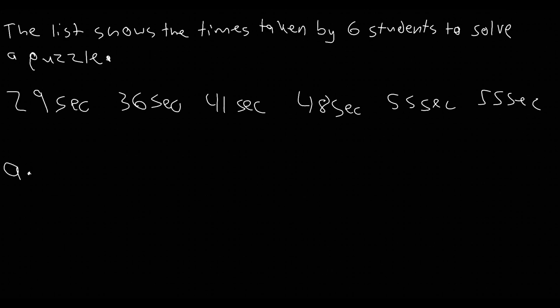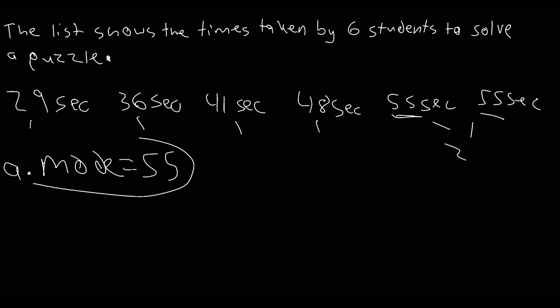So for the mode, we've established that it is the value or item that occurs most often. So if we analyze our list over here, we can see that 29 occurs once, 36 occurs once, 41 occurs once, 48 occurs once, but I can see that my 55 over here occurs twice. Therefore, 55 is the value that occurs most often, making 55 my mode, and that is my final answer.